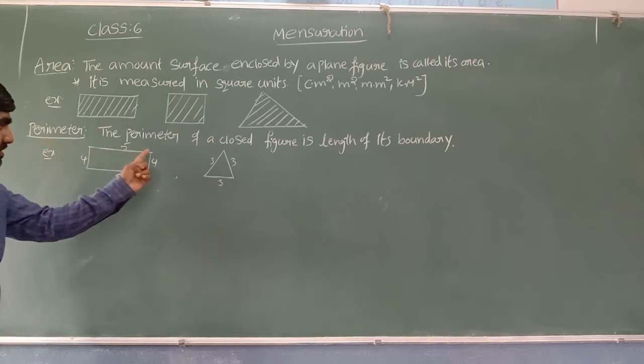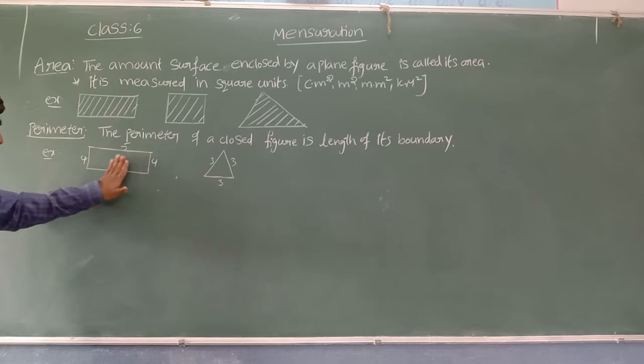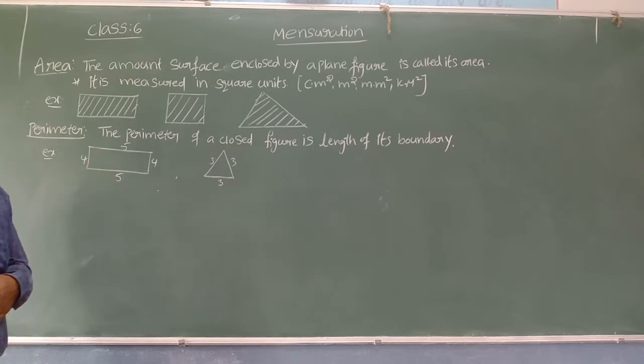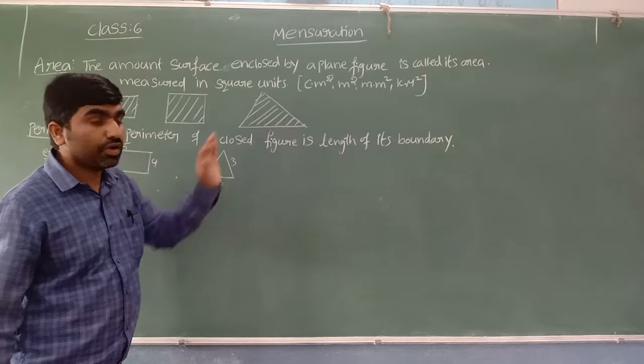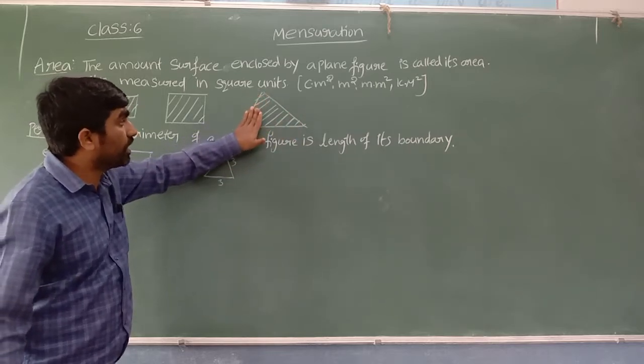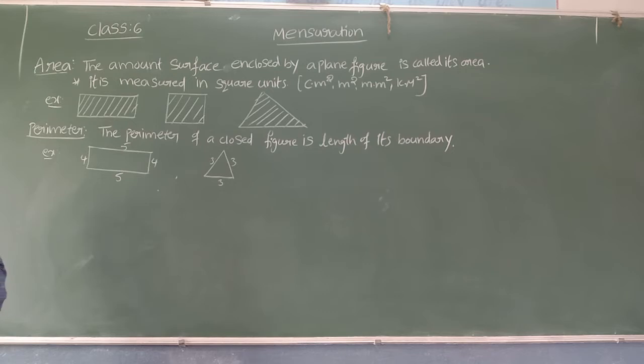Suppose if I want to fence this with wire, to know the required wire, we have to find the perimeter. Suppose I want to color this with red color. To know the required area to be painted, find the area. Suppose if I want to cover this with grassland, to know how much area we need to cover with grassland, find the area. Hope it is clear.